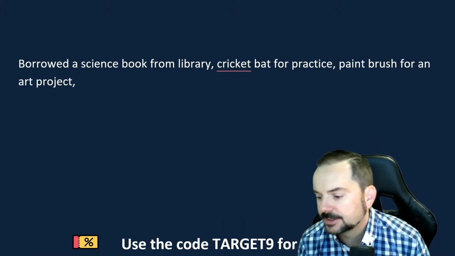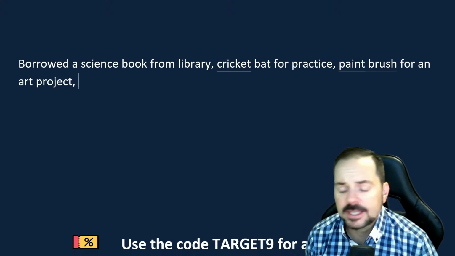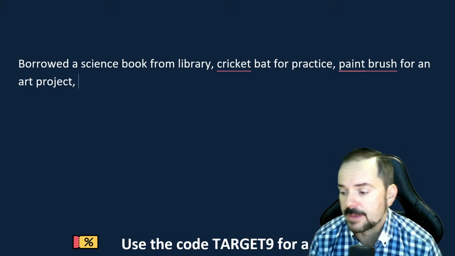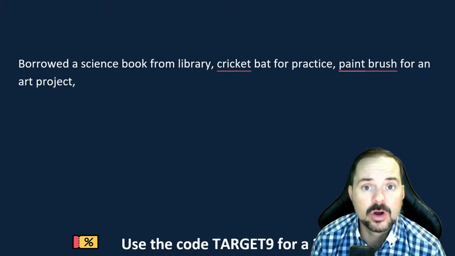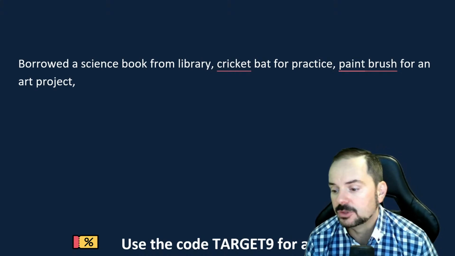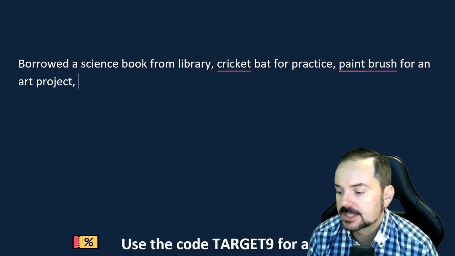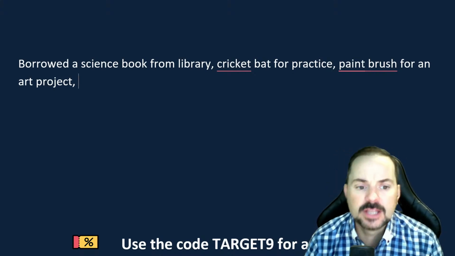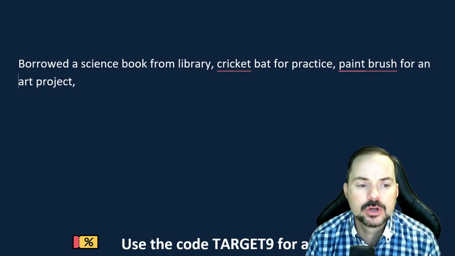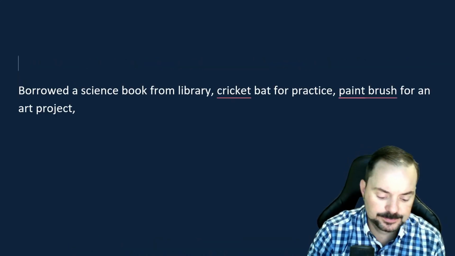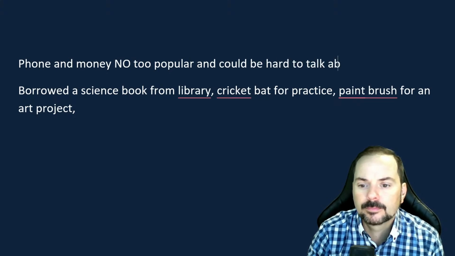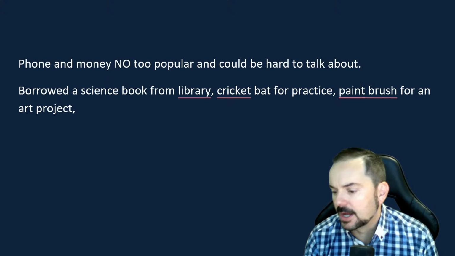For an art project. Yeah, Isa, of course you can tell a made-up story, so an imagined story. And if you can't think of an object that you recently borrowed, that's what you have to do. Okay, Gunkai Ren says money. I wouldn't choose money. Money is like the phone, okay? So phone and money are not a good idea. And it could be hard to talk about as well.